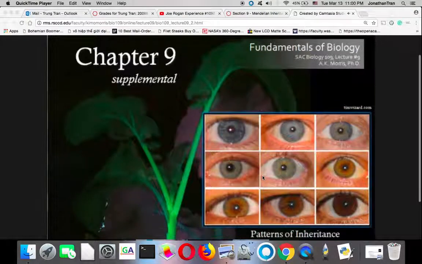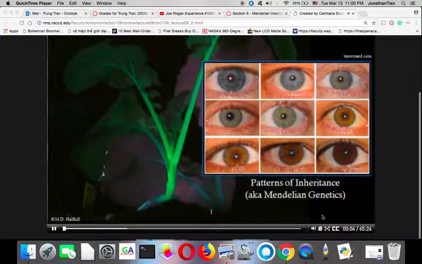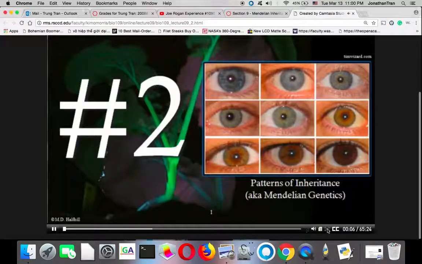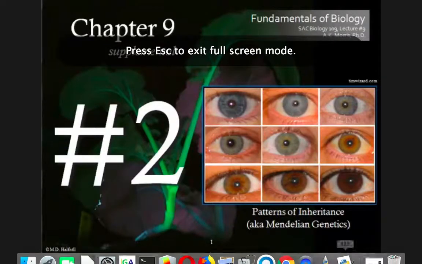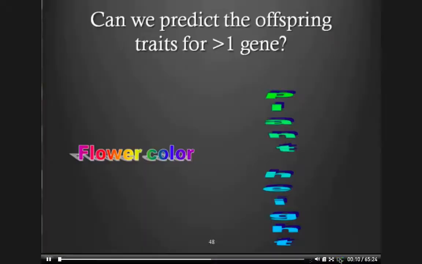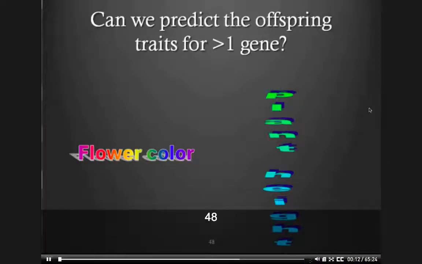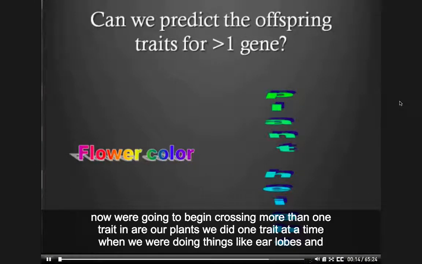Hello biologists, we are now going to start Mendelian genetics part 2. So we're going to jump all the way to slide number 48. Now we're going to begin crossing more than one trait in our plants.